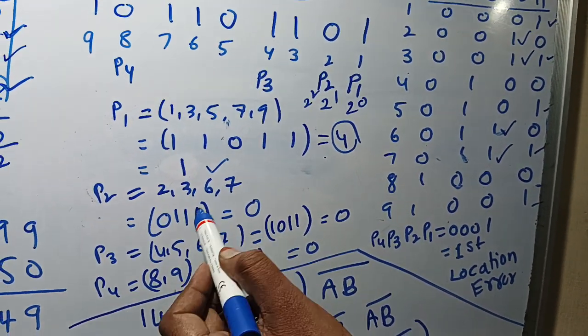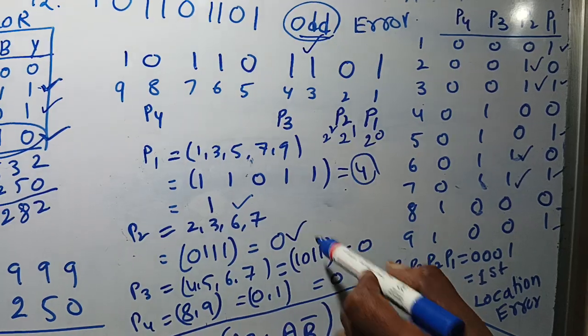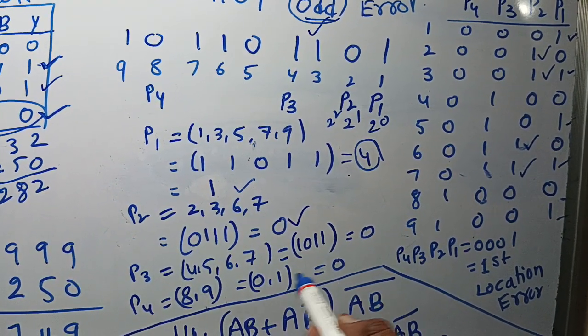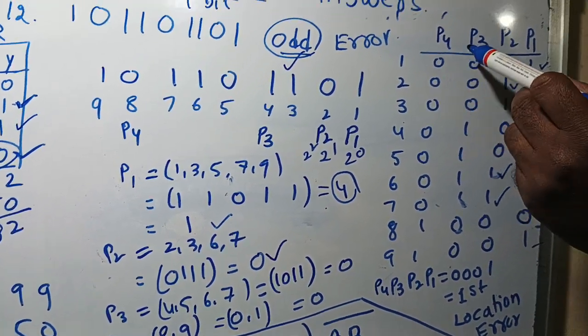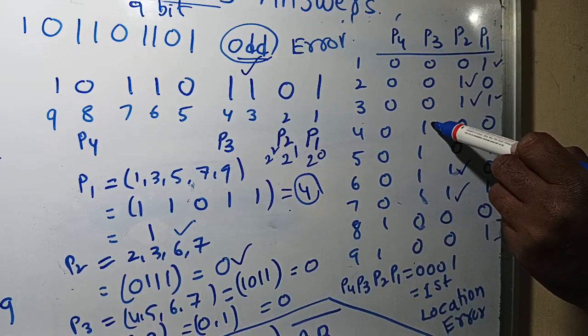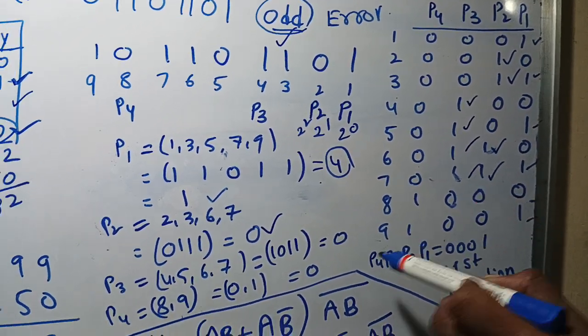Number of ones are 3. 3 is an odd number. Okay, there is no error. 0, you can write. Then P3. Where is it high? 4, 5, 6, 7.